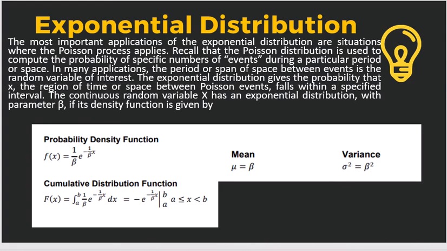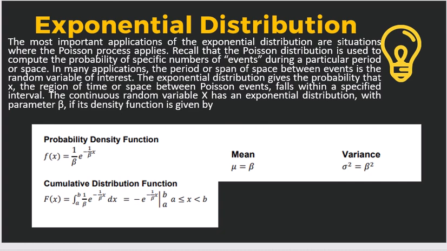So we have the exponential distribution. The most important application of the exponential distribution are situations where the Poisson process applies. Recall, the Poisson distribution is used to compute the probability of specific numbers of events during a particular period of space. In many applications, the period or span of space between events is the random variable of interest. The exponential distribution gives the probability that x, the region of time or space between Poisson events, falls within a specified interval.